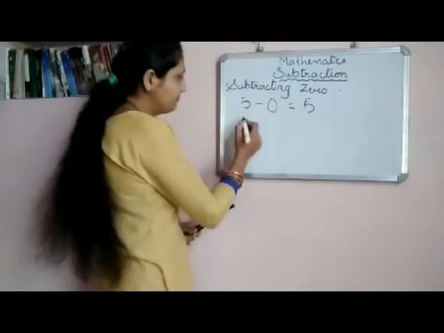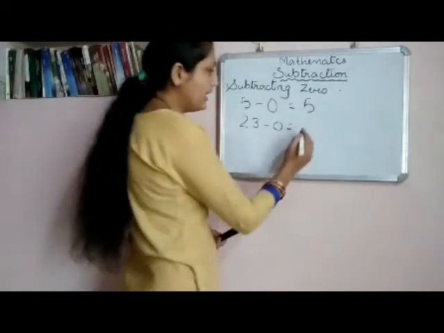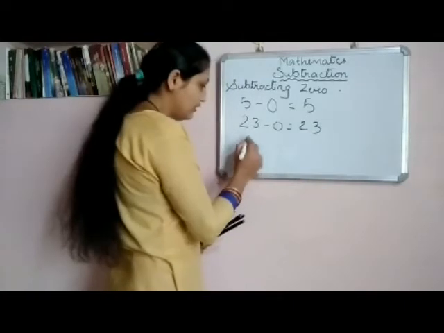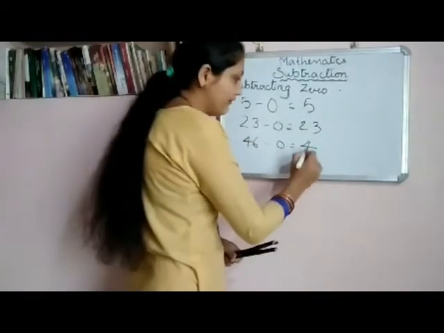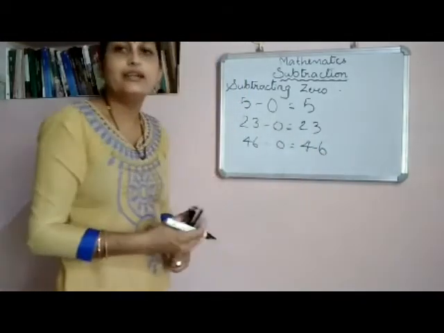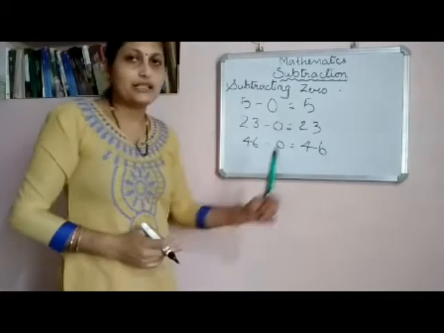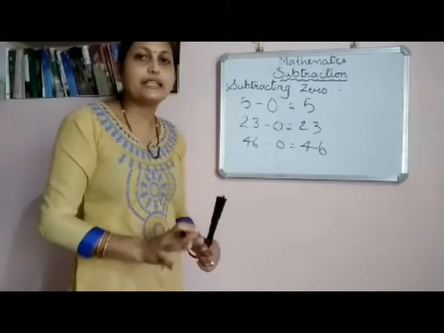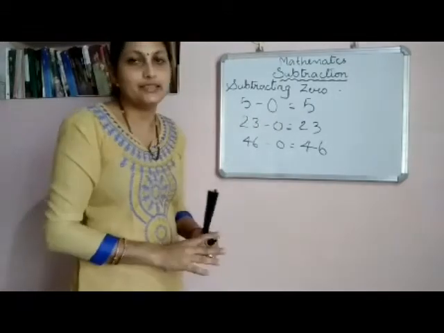In the same way, 23 minus 0 is equal to what? 23 itself. 46 minus 0 is equal to what? 46 itself. We get the same number as the answer. So this is subtracting 0. When 0 is subtracted from any number, we get the same number as the answer.